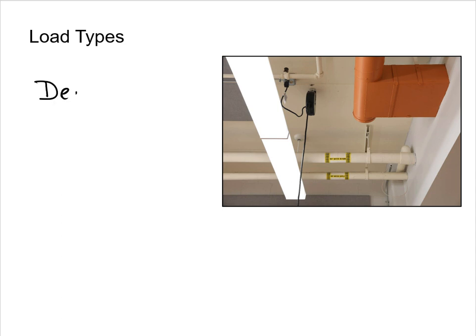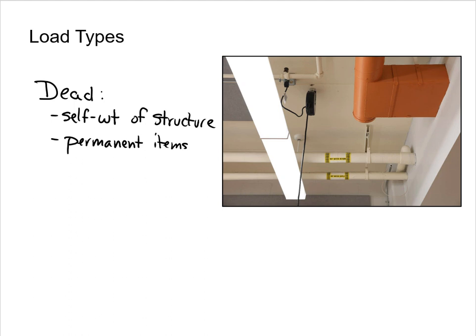Dead load refers to the self-weight of the structure. We call it dead because it does not move around or change. It is always present. Dead load includes the weight of the structural members like floors and walls. It also includes the weight of attachments that are likely to be permanent. For example, ventilation ducts, pipes, light fixtures, and electrical conduits.